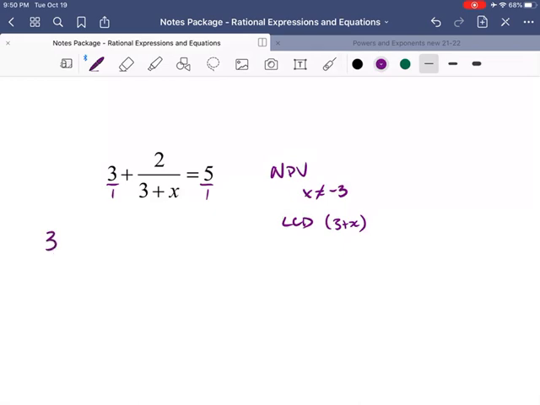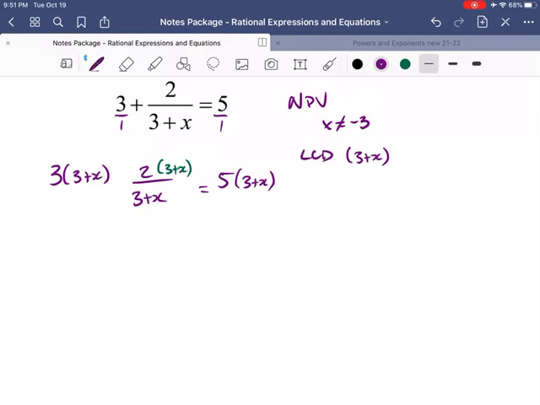So 3 gets multiplied by 3 plus x. The 2 over 3 plus x gets multiplied by 3 plus x. And 5 gets multiplied by 3 plus x. So all 3 things get multiplied by that LCD. The only one that's going to simplify here is that term there. So let's expand this. 9 plus 3x, what sign is there? Positive. Plus 2 is equal to 15 plus 5x.